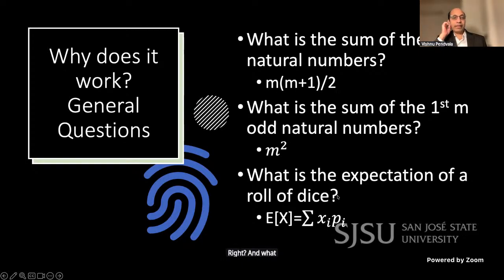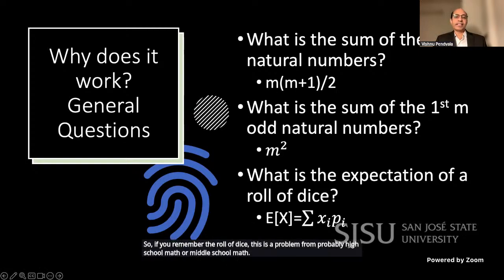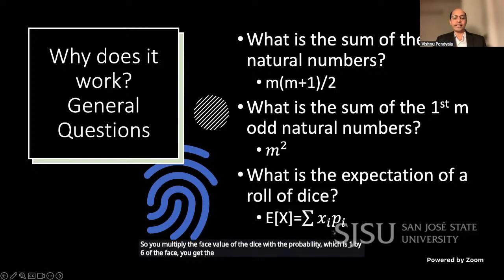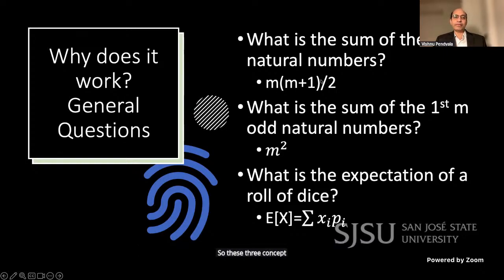And what is the expectation of a roll of dice? If you remember, this is a problem from probably high school or middle school math. You multiply the face value of the dice with the probability, which is 1 by 6 of the face, and you get the expectation. So these three concepts you need for understanding why this algorithm works. This theoretical grounding will give you confidence that this algorithm will work.